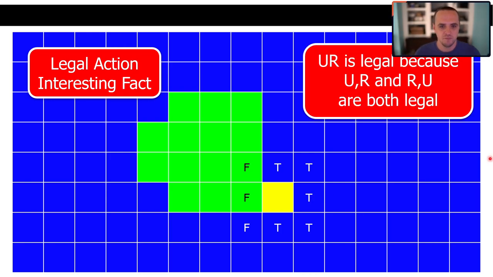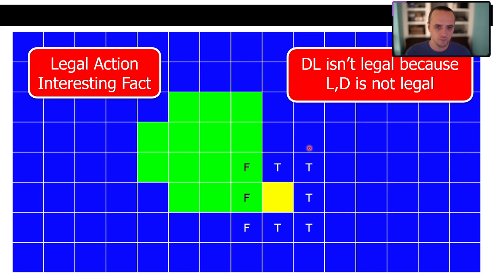So what does that mean? It means that up right is legal because up and right are both legal. Down right is legal because right and down are both legal. So if you think about it, within the rule set that we've made, we're basically saying that upright is a legal single action if both up-right and right-up would both be legal actions as well. Okay? So the reason down left is not legal is because left is not legal. So if we can't go left then down left is not legal. We could go down then left, but we can't go left then down. And both of those have to be legal in order for the diagonal action to be legal.